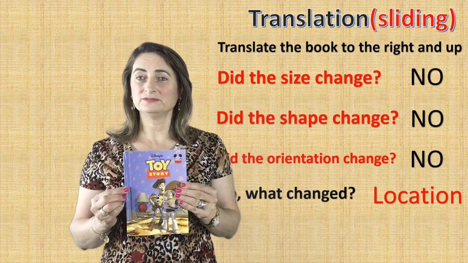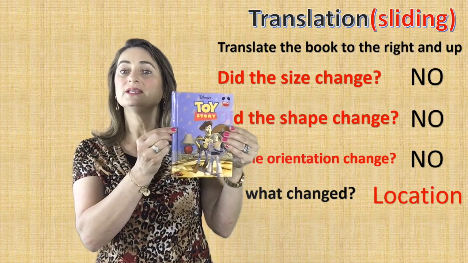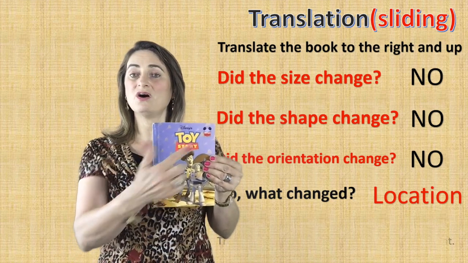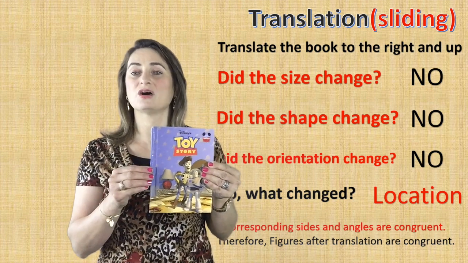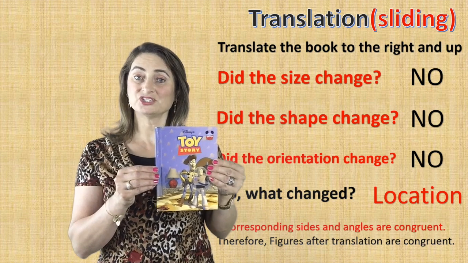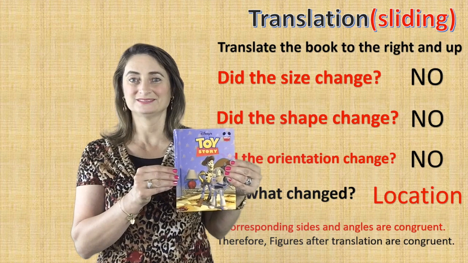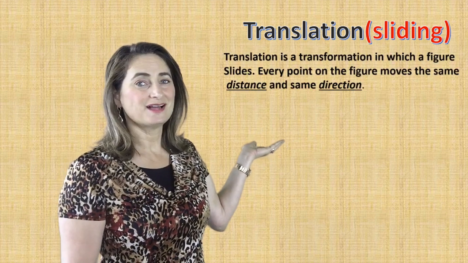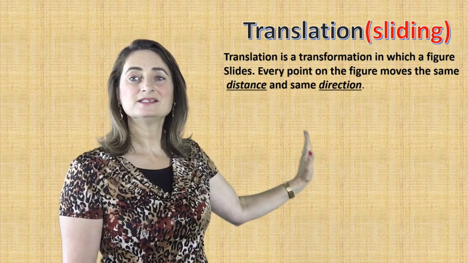This is the original, and after the transformation or the translation, it's called the image. So the image and the original are congruent because all corresponding sides and all corresponding angles are congruent. So translation is a form of transformation that proves congruency. Translation is sliding. Translation is a transformation in which a figure slides but does not turn. Every point on the figure moves the same distance in the same direction.